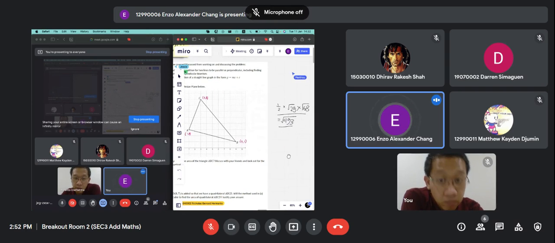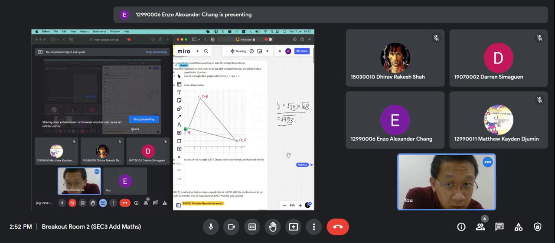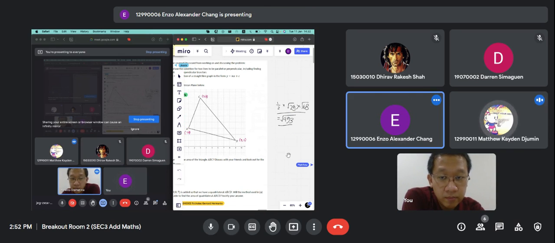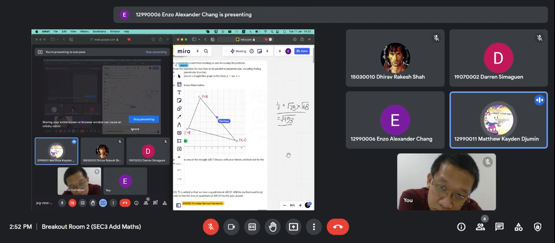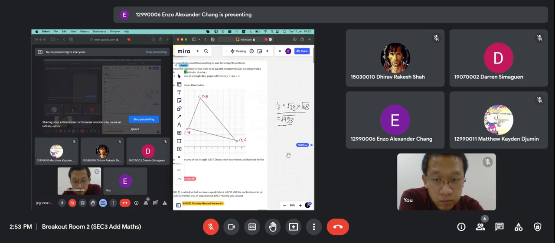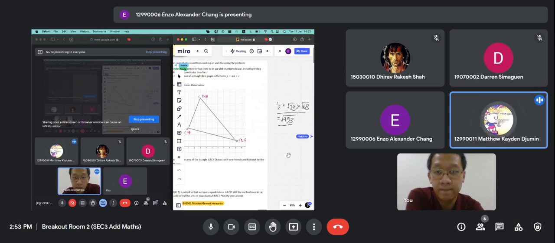Okay. Matthew also has some ideas. Sorry, Matthew also has what? Ideas. Okay. I use AB as a base. I just found the distance between it, and then I found the distance between AC, and I just did half times base times height. So I get square root of 493. Okay, meaning that you're using the base times height divided by 2 formula, is it? Yeah, that's what I'm using.